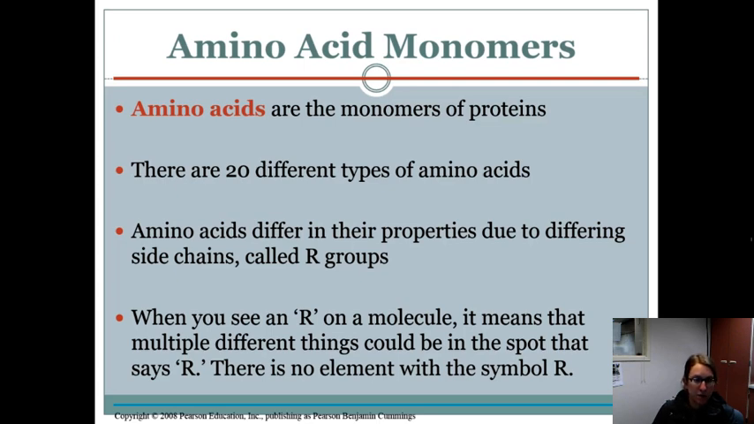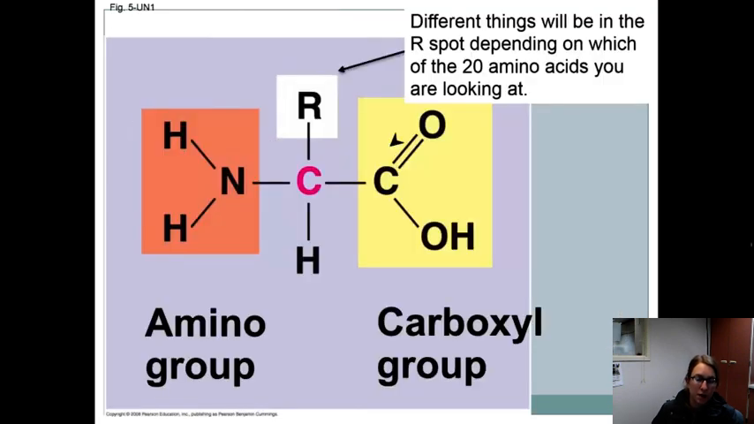So the monomers of proteins are called amino acids, and there are 20 different kinds of amino acids. Some of them are essential, which means you've got to get them from your food, and other ones you can make in your own body. The 20 different amino acids have a part called an R group, and the R group is different for each of the 20. So this is what an amino acid looks like in general.